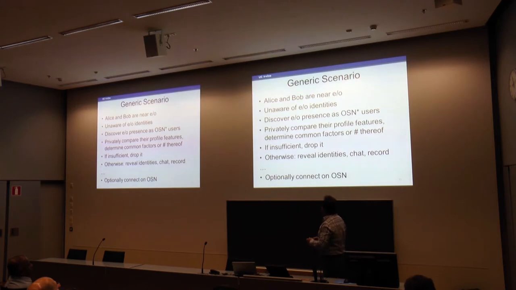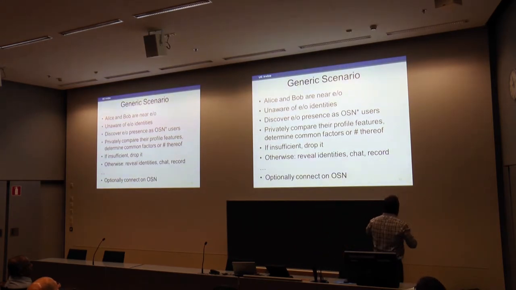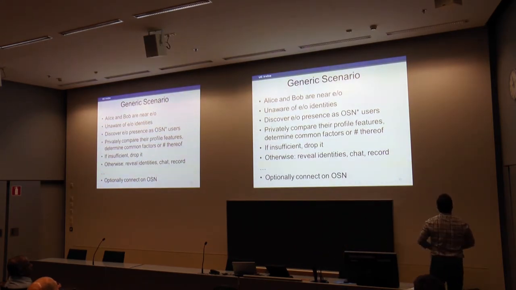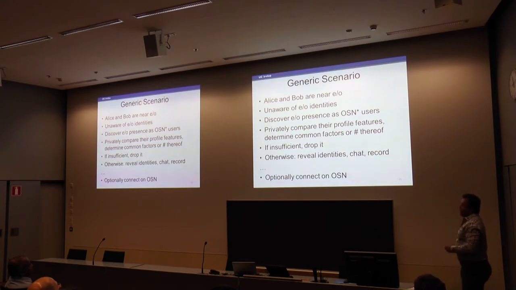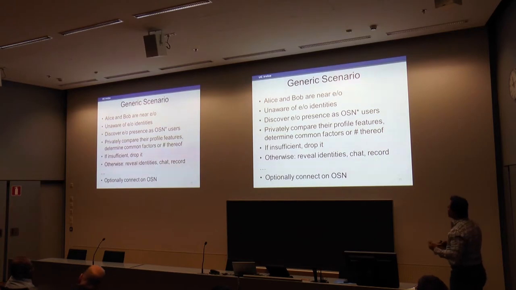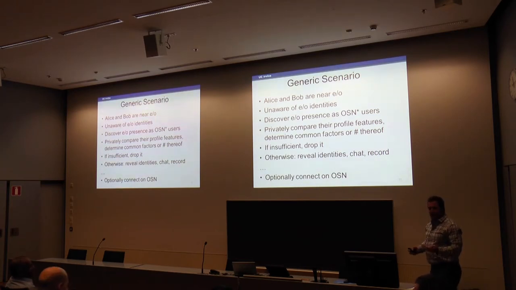So let's redo the generic scenario. Alice and Bob are near each other. They are unaware of each other's physical presence, but they're near each other. When I say unaware of physical presence, they don't know what one another looks like or where they're sitting, somewhere near. So then they discover each other's presence somehow.